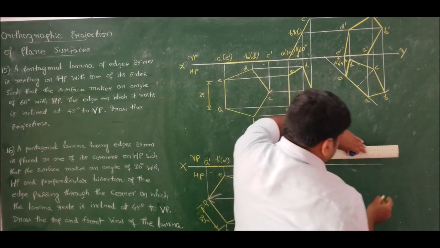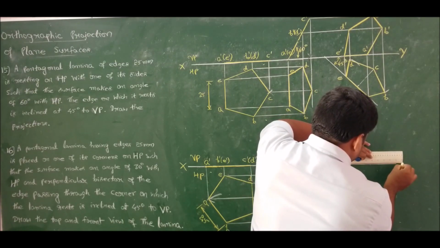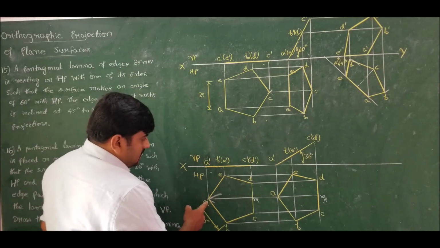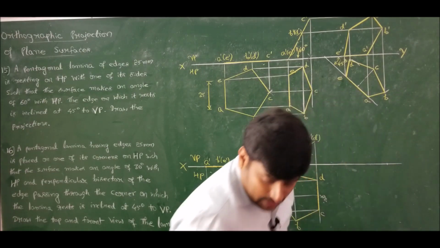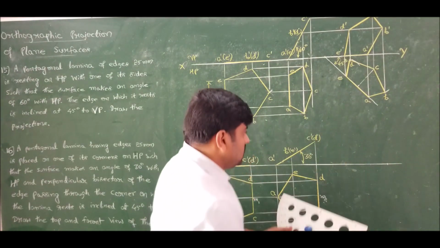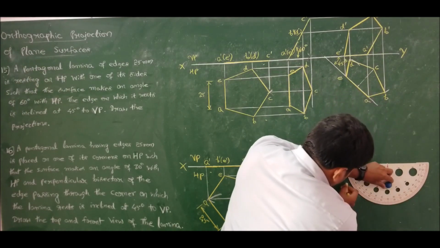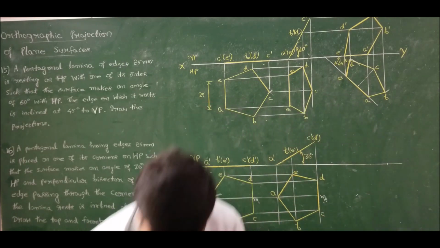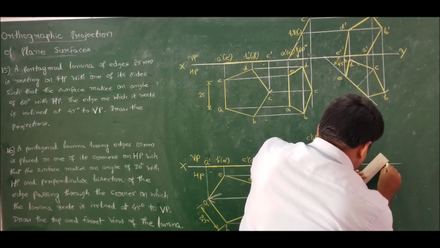Let us construct the beta angle. You know how to construct beta angle, which I have already explained to you. First let me draw the true inclination and true dimension. True inclination is 45 degrees, he has given. Draw the true inclination first. Measure 45 degrees and draw a reference line which gives us the true inclination.